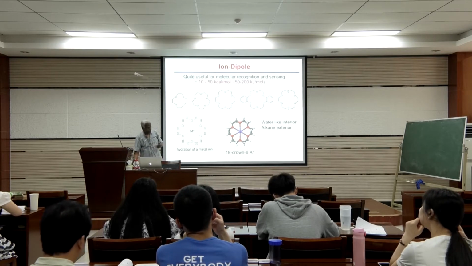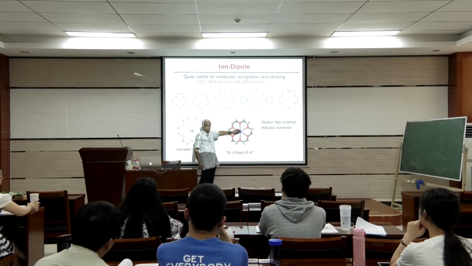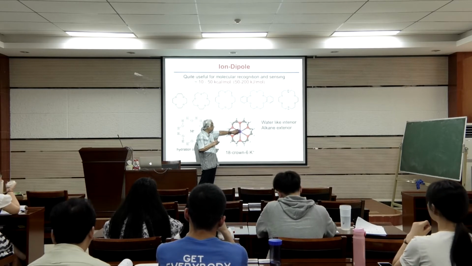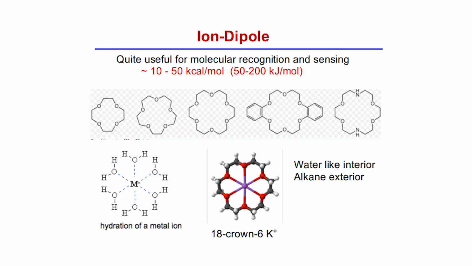Without these interactions, this potassium plus will not stay. Suppose you have only CH2, CH2, CH2, then this potassium is not going to stay inside. These oxygens are very critical. Sometimes anything with a lone pair is better.